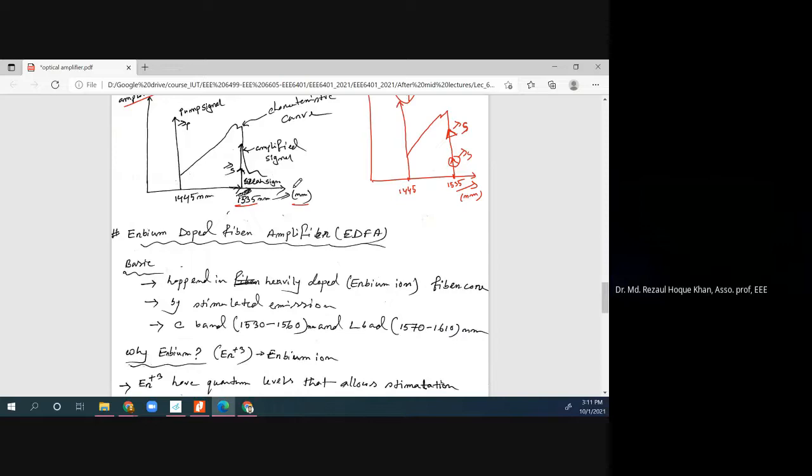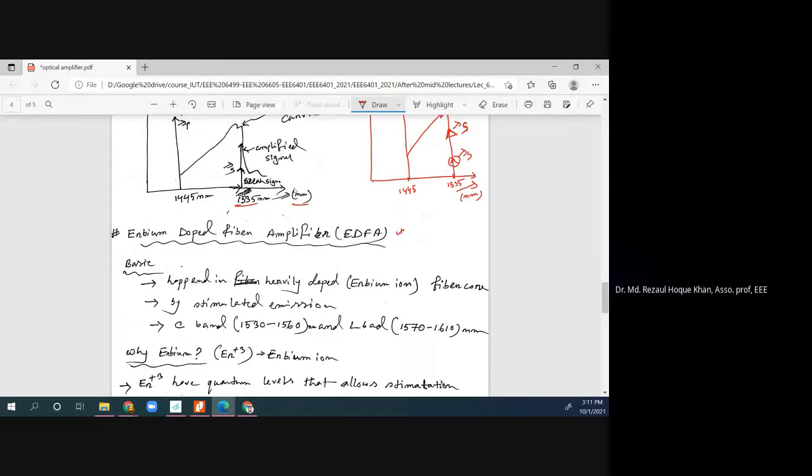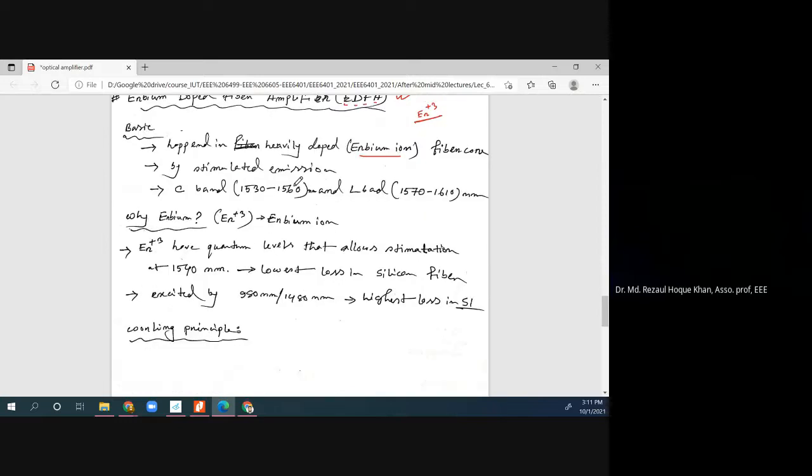Okay. So another amplifier is the EDFA, erbium doped fiber amplifier. This is another kind of amplifier. This works somewhat the same as Raman amplification, but it is different, though the concept is quite similar. It happens with heavily doped erbium ions in the fiber core. The erbium ion is erbium plus 3. That is called the erbium ion. This erbium ion is in the optical fiber.